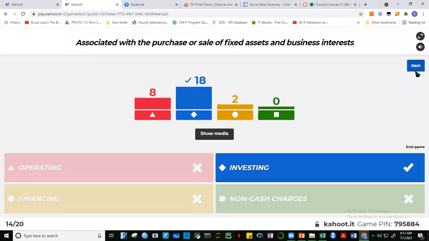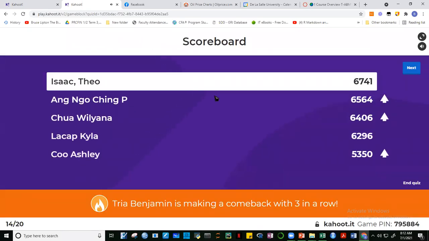Very good. So still, halos hindi nagbago yung top 5 natin, podium finishes. Benjamin making a comeback with 3 in a row. Okay, tatlong sunod-sunod daw si Benj.